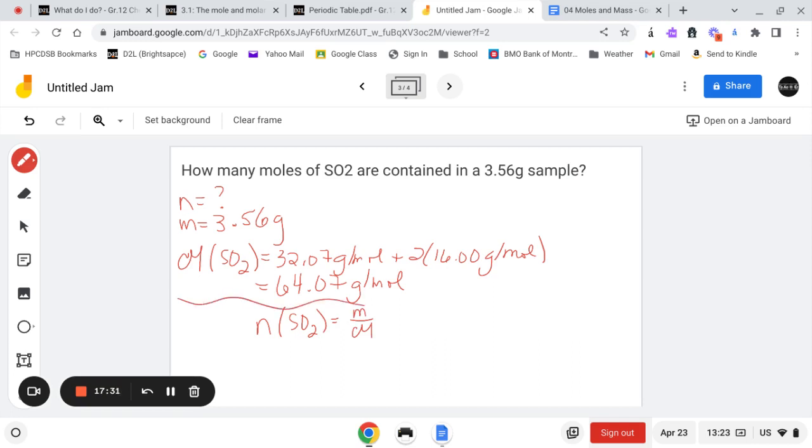Okay, and this is how you should set up your formulas, folks. You should tell me what you are solving for in brackets. I need to see the actual mathematical formula. I need to see your in-between steps. So 3.56 grams divided by 64.07 grams per mole.